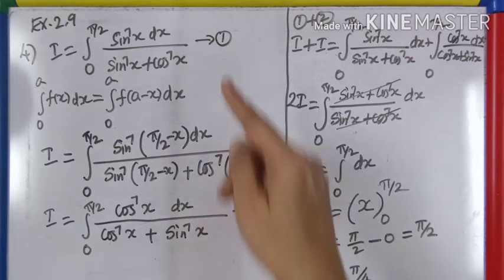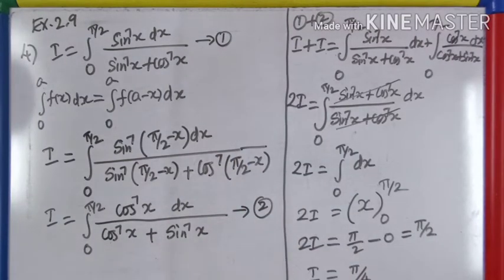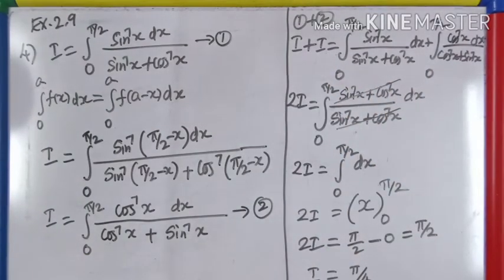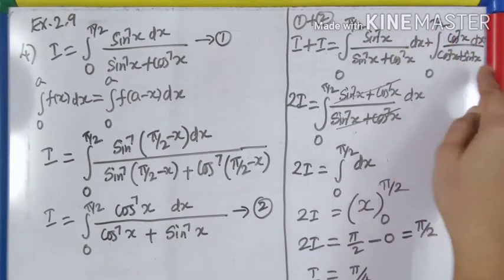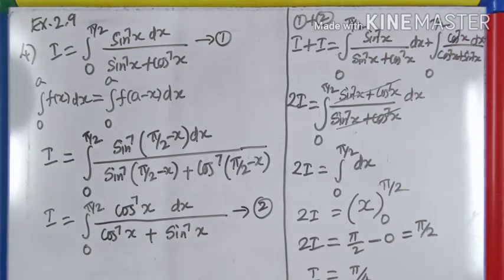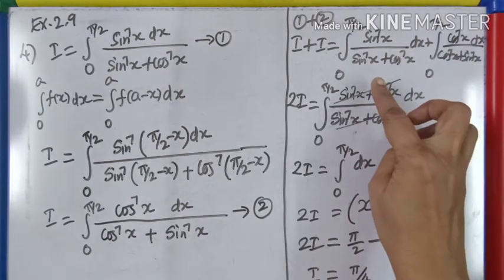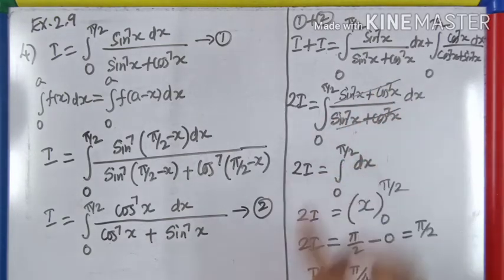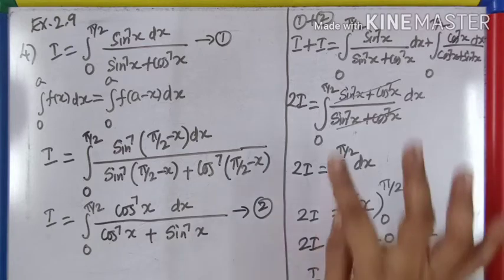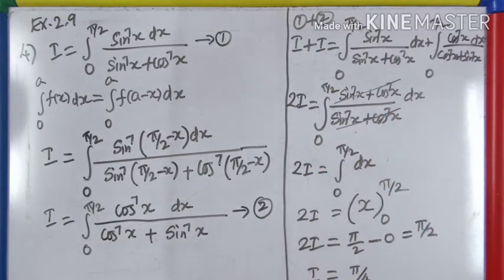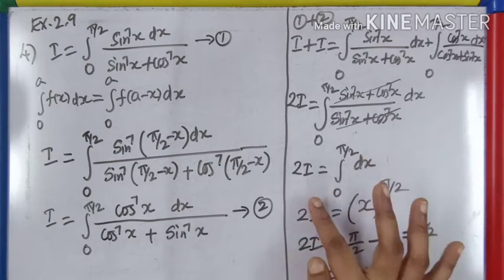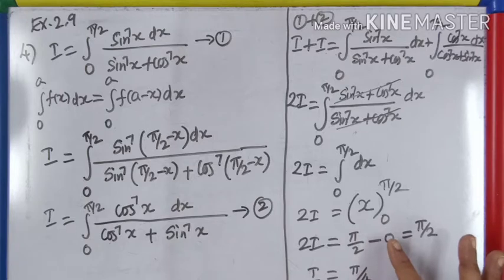And the very next step, add these two. As I am adding, integral, the denominator there is no change. So integral denominator dx I write as it is. Add the numerators because the LCM is same. Sin power 7 plus cos power 7 means up and down, numerator and denominator, I have the same old terms which I can cancel. So I am just left with integral 0 to pi by 2 dx. Integral and differential cancels. I am left with x between the limit 0 to pi by 2. Put upper limit minus lower limit. 2I is pi by 2 means I equals pi by 4.